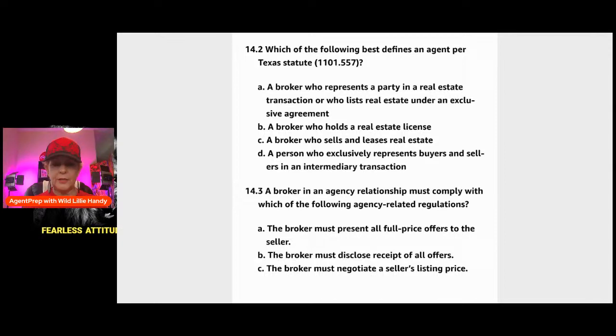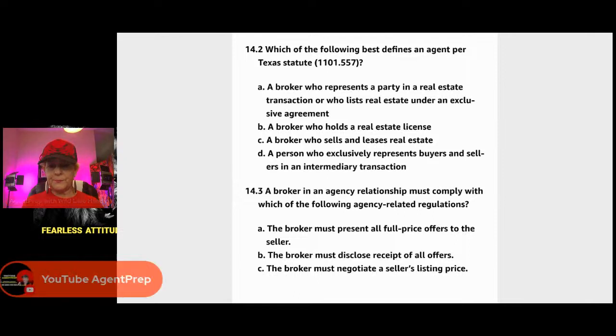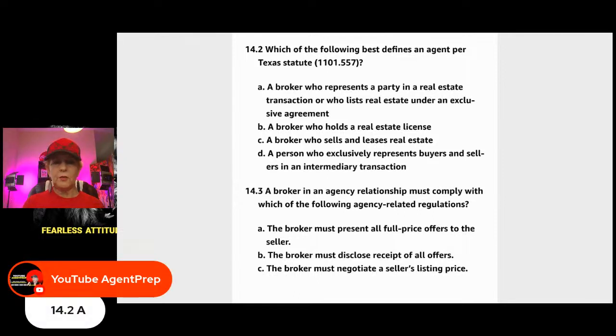Yes, the answer is A. A broker who represents a party in a real estate transaction or who lists real estate under an exclusive agreement. Right? When we have an exclusive agreement, it can be an exclusive agency agreement or an exclusive right to sell agreement. They're both considered exclusive agreements, okay?